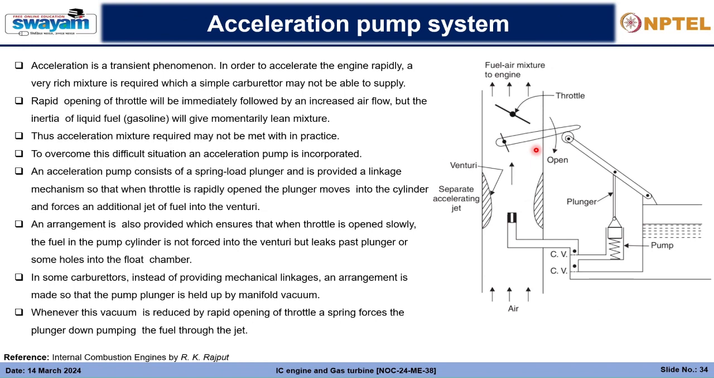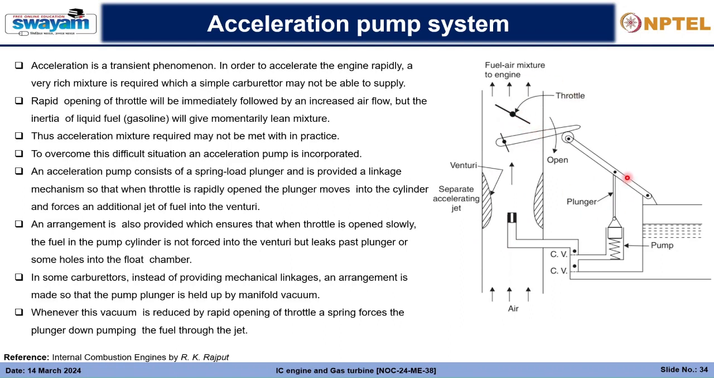Next, we have the acceleration pump system. Acceleration means suddenly we need to increase the car speed or torque. These kinds of conditions are not steady state, because they are transient. Suddenly we require this kind of condition, so acceleration is a transient phenomenon. In order to accelerate the engine rapidly, a very rich mixture is required, which a simple carburetor may not be able to supply. So in order to quickly supply a higher amount of fuel, this kind of system is augmented to a simple carburetor.